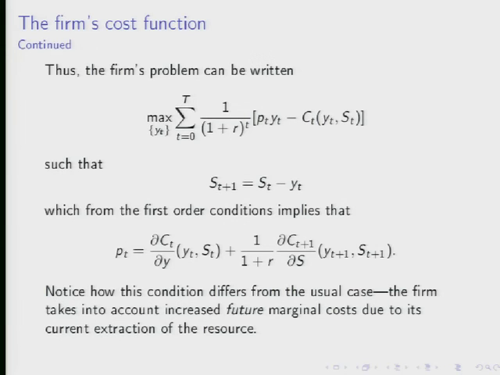And notice that I can, first of all, simplify this quite simply. I've got t, 1 over 1 plus r here, and t plus 1 of them here. So I can multiply through by 1 plus r to the t and get a simpler expression. So this all implies that we have pt equal to dc_t/dy_t, and then minus dc_(t+1)/ds_t. Actually, this should be s_t. Oh, this was called ds.